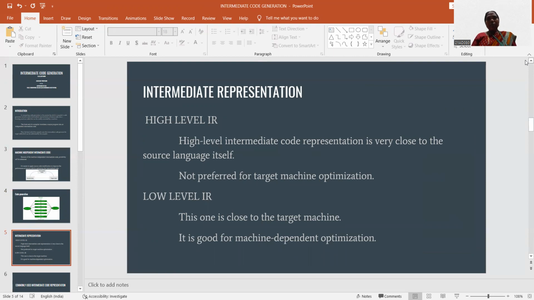Let us see the various intermediate representations. High-level IR, the high-level intermediate code representation, is very close to the source language itself and not preferred for target machine optimization. Hence, it is not preferred. Then is our low-level IR, intermediate representation. This is very close to the target machine, and this will result in an optimized code.